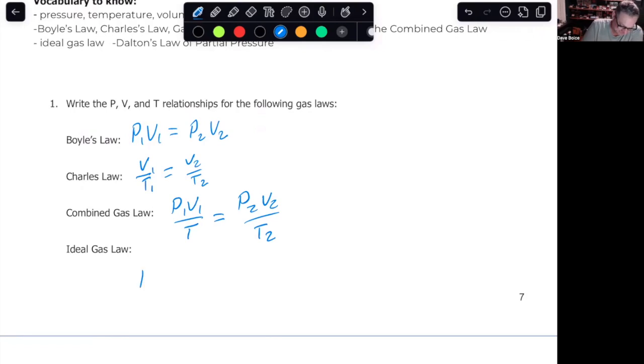Ideal gas law, this is PV equals nRT, and this is for describing the gas as it is. So if you have a question that says something to the extent of, at this temperature, at this pressure, how many moles will there be, that kind of thing, this is the formula for you.